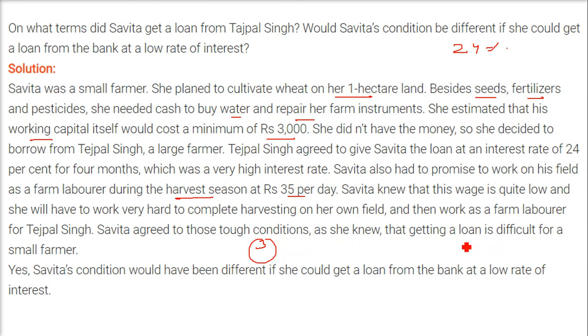She knew that getting a loan is difficult for any small farmer. If Tejpal Singh is giving, just take it. So Savita's condition would have been different if she could have gotten a loan from the bank at a low rate of interest. Even with a government scheme, or even if it is not, 7 to 8% is the interest rate, and that is per annum, per year, not for just 4 or 5 months like this. So the government, the cooperatives and banks are establishing various schemes so that small farmers like Savita can benefit.